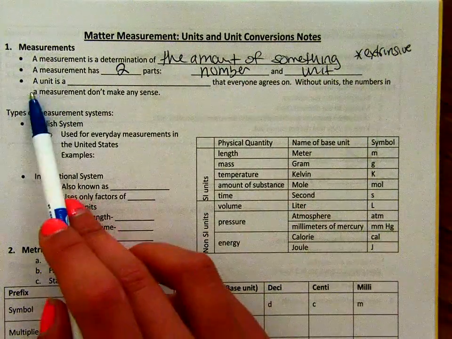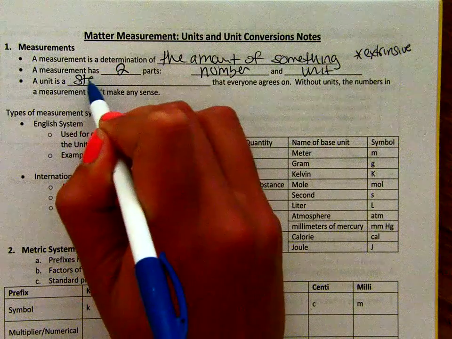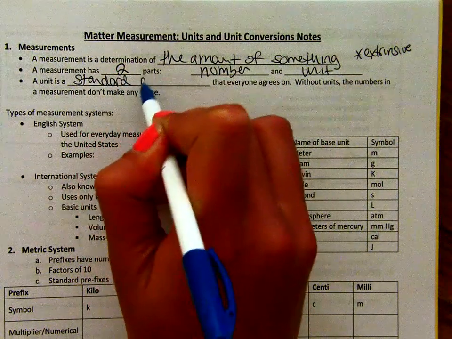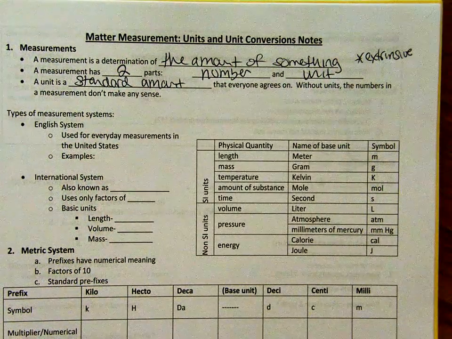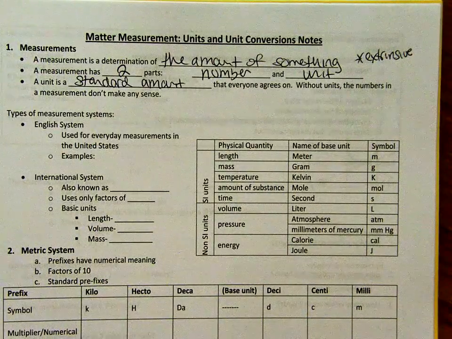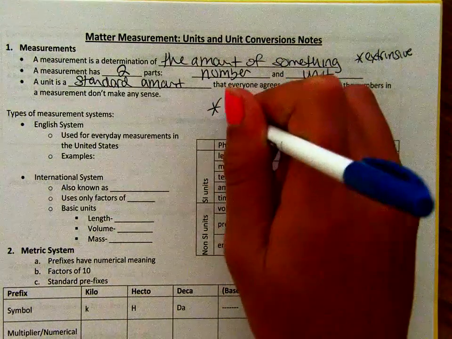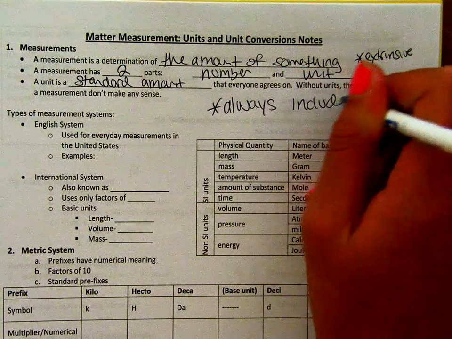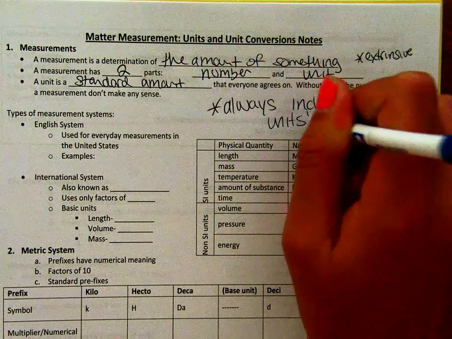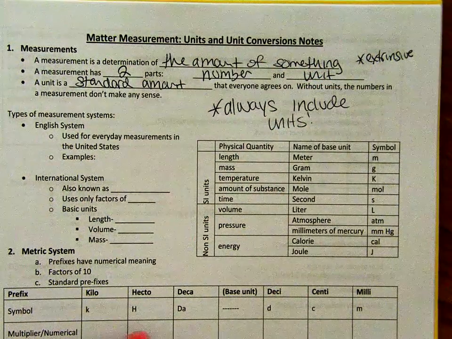Okay? Now, a unit is a standard amount of something that everyone agrees on. And without units, the numbers in the measurement don't make any sense, like we mentioned. So once again, you put a little star, always include units. Just to reiterate that one more time.